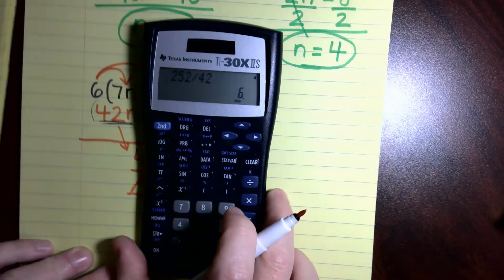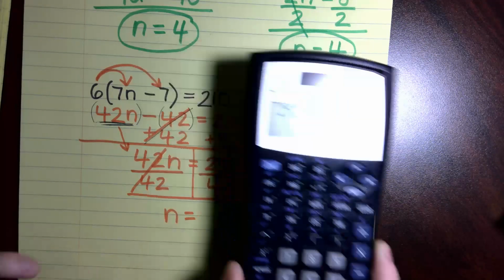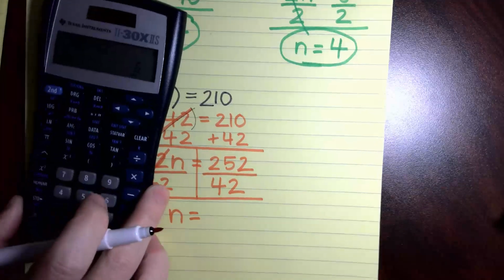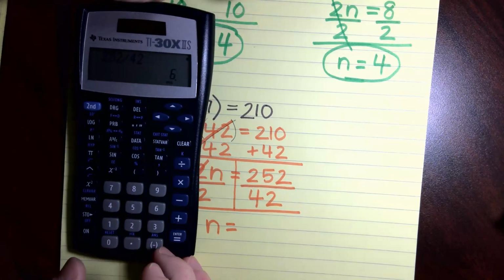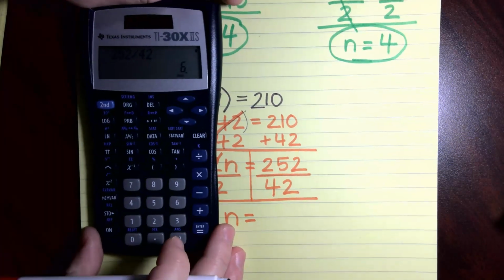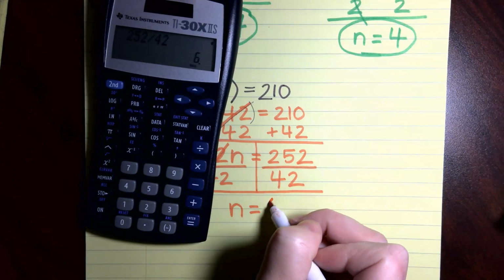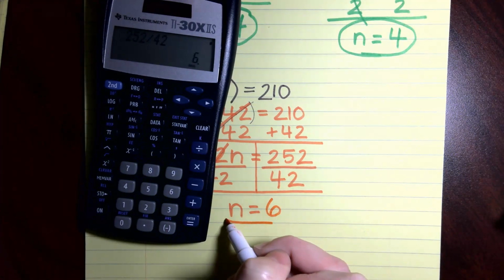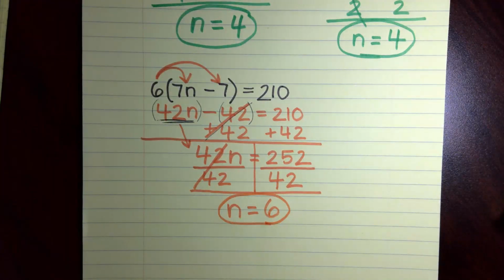6. Oh. Uh-oh, what'd you do? 4. Ah! Yeah, dividing by 4 might give you a slightly different answer. That's all right. So that was just a calculator error. That's why we just be super, super careful. So you should have gotten n equals 6. Great job, guys.